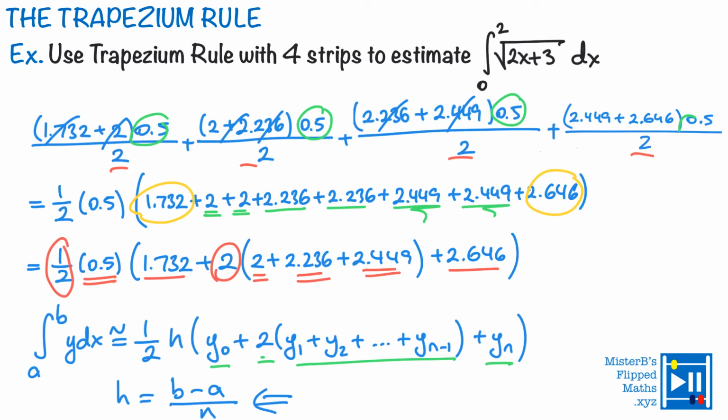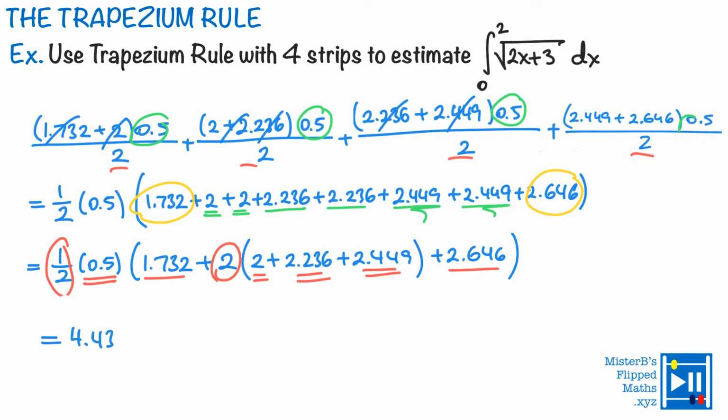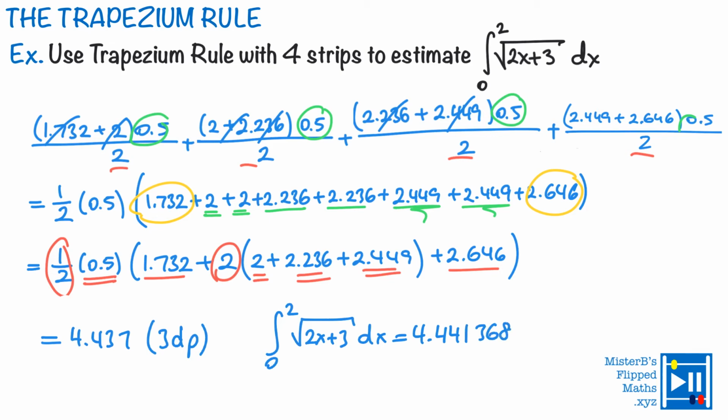And in our case, this calculation will give us 4.437 up to 3 decimal places. And considering the fact that the actual definite integral from 0 to 2 is 4.441368 and so on, you can notice that it is a really good approximation. And this is just with 4 strips for trapezia. So if you increase the number of strips, then you're going to get a better estimation.